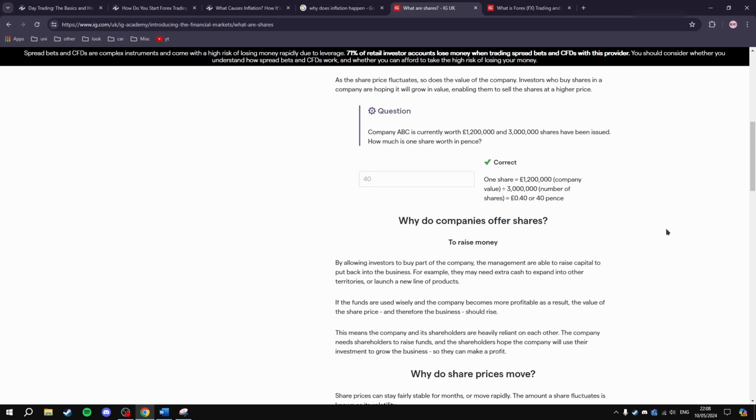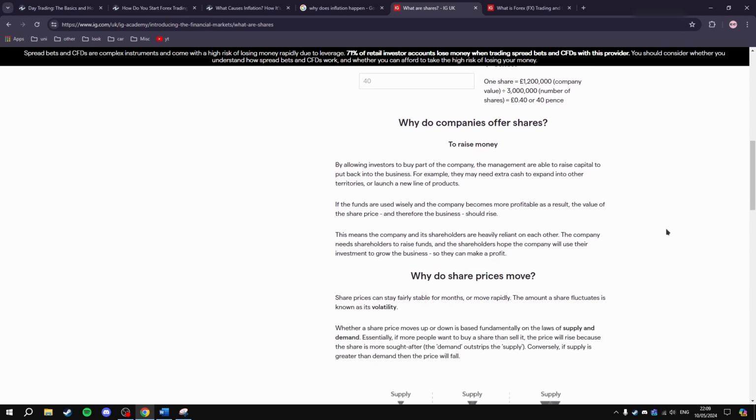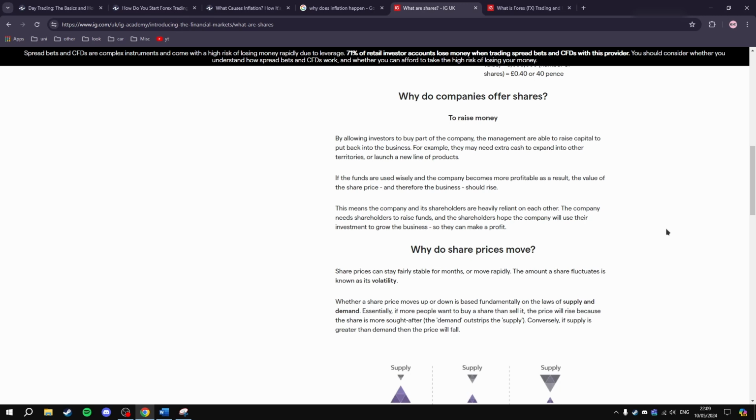Why do companies offer shares? To raise money. By allowing investors to buy part of a company, the management are able to raise capital to put back into the business. For example, they may need extra cash to expand into other territories or launch new lines of products. If the funds are used wisely and the company becomes more profitable as a result, the value of the share price and therefore the business should rise. This means the company and its shareholders are heavily reliant on each other. The company needs shareholders to raise funds, and the shareholders hope the company will use their investment to grow the business so they can make a profit.